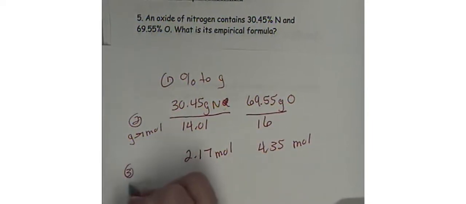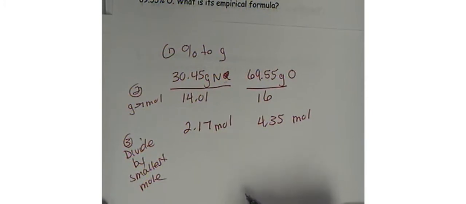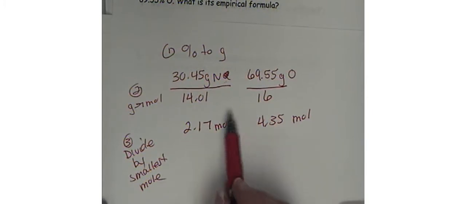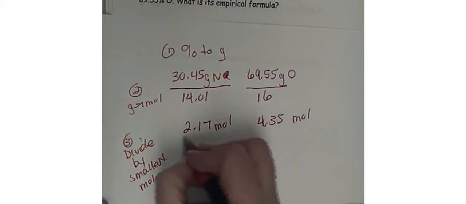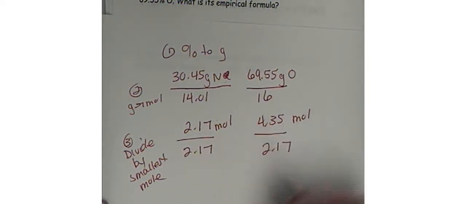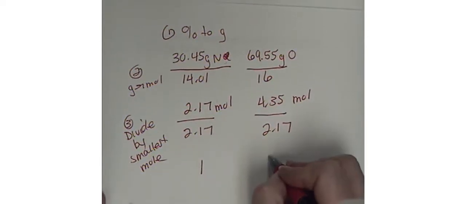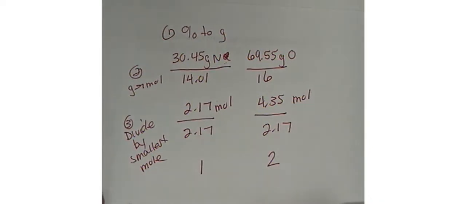Step number 3 is you want to divide by the smallest mole. So whatever is your smallest number, you're going to divide that number into itself and the other choices. Our smallest number is 2.7 moles, so we're going to divide each of these by 2.7. This is a 1, and this is around 2.00 something, which is close enough to 2.